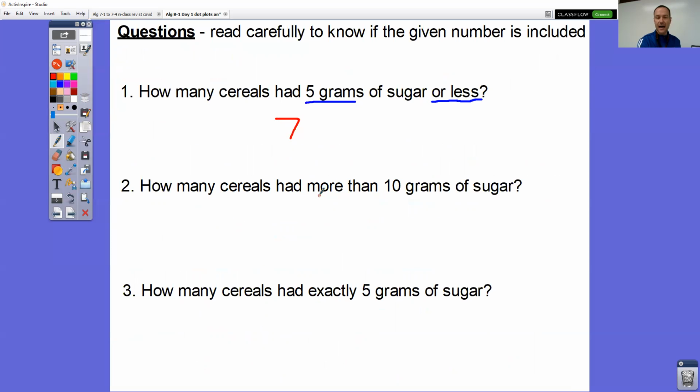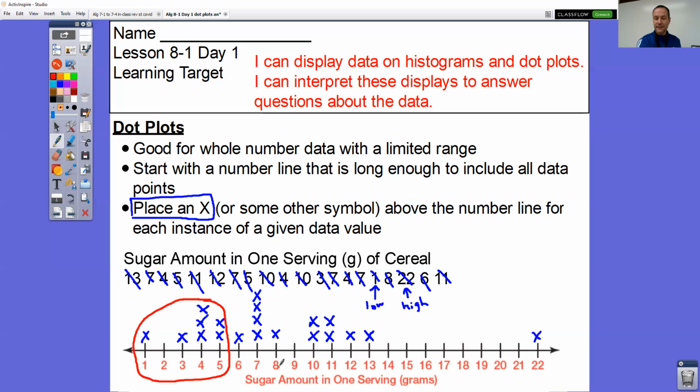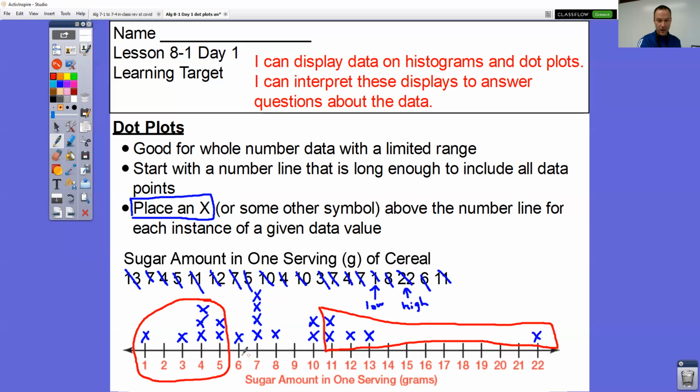How many cereals had more than 10? Now, more than 10 does not, oops, sorry, I went the wrong way. More than 10 does not include 10. More than 10 would be 11 or higher. So we're looking at these ones, 1, 2, 3, 4, 5 different cereals. Now, if this said 10 or more, then we would have to include 10, but it just said more than 10.